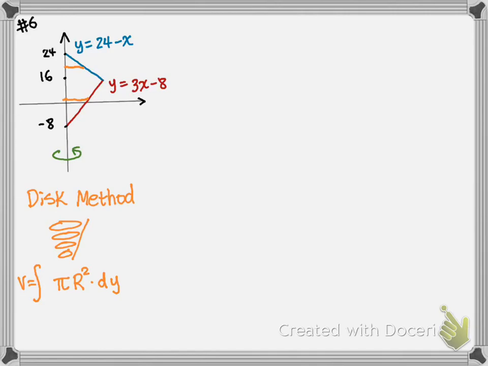So to set it up, we first look at the region from -8 to 16. The radius is from the y-axis to the function y equals 3x minus 8. So we need to solve for x, and x is y plus 8 divided by 3. So that's the radius. So it's pi r squared dy. So that's the first integral.